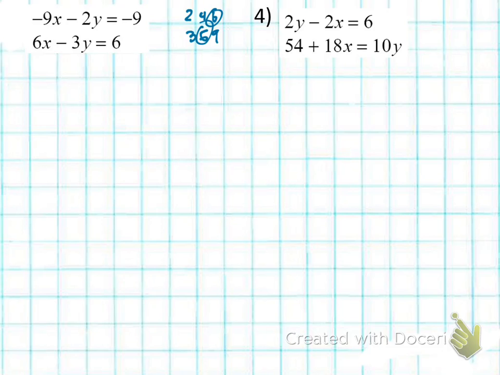Okay, so we have to ask ourselves now, we're going to focus on the y's. What do I multiply 2y with to get 6y? 3. So I'm going to multiply this first one by 3. And what do I multiply 3y with to get 6y? 2, there you go. So we're multiplying each one of these differently, okay? Ready? So we got 3 times negative 9 is negative 27x.